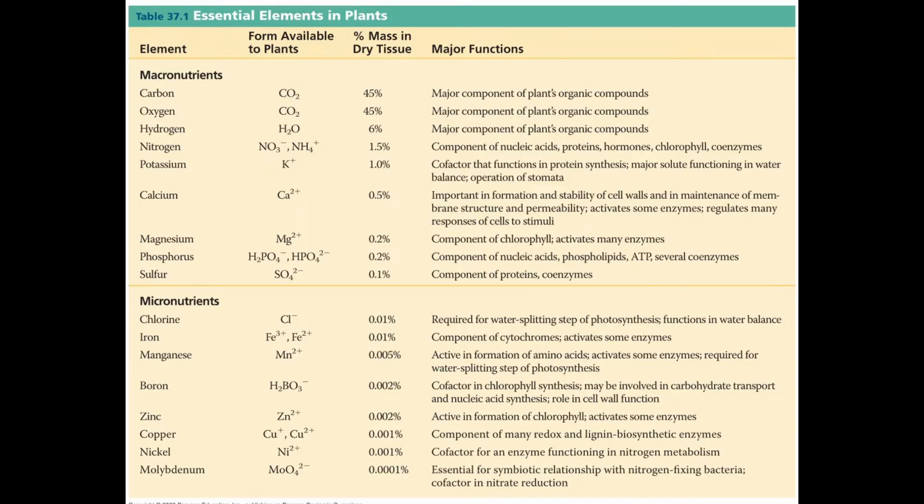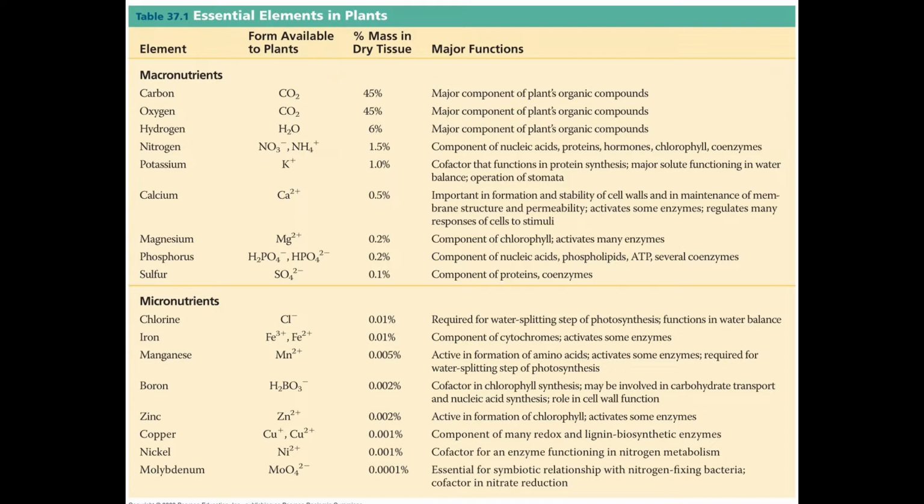Now, this is a list. I'm not going to go through these one by one, but this is a list of those macronutrients as well as those micronutrients that are necessary for a plant to grow optimally. And some, as you see, are extremely specific. For instance, if we look down, we see copper, and copper is a component of many redox and lignin biosynthetic enzymes. Now, it's a micronutrient, not much is needed, but it is something that is essential for plant growth. So soil needs all of these things in order to grow plants.